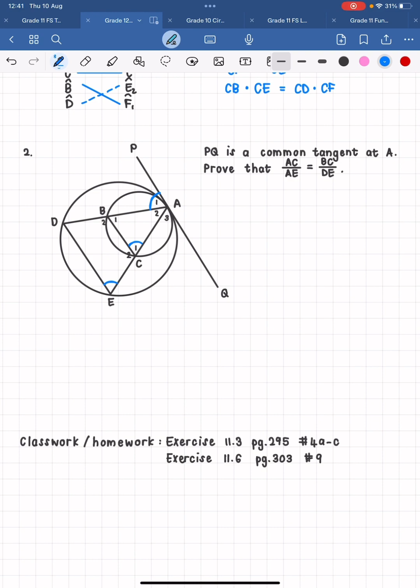Then on the other side of these triangles, I have A3, which is an angle between the tangent and, in the big circle, chord AE. And then AE subtends angle D at the circumference of the big circle. So A3 is going to be equal to D. And then if I'm looking at the small circle, A3 is an angle between the tangent and chord AC. And then AC subtends B1.